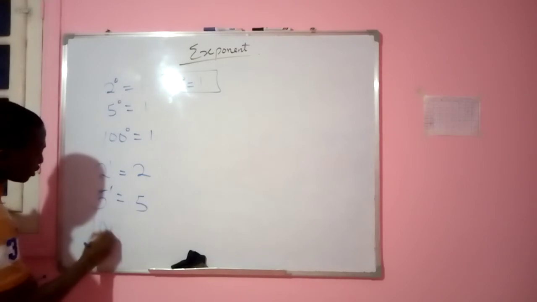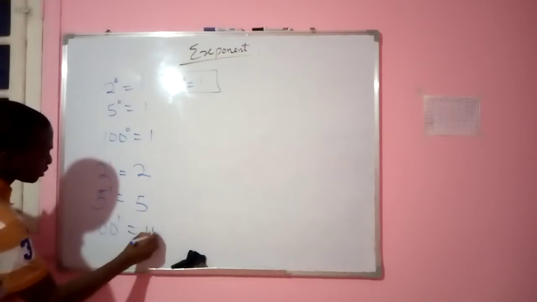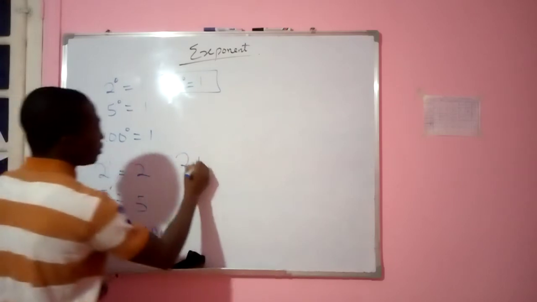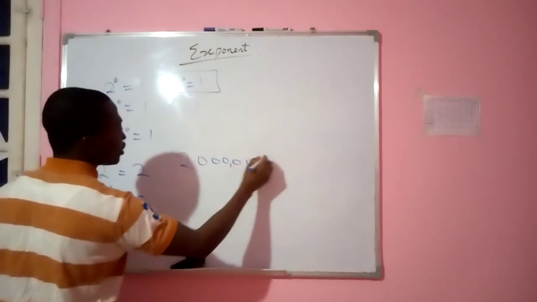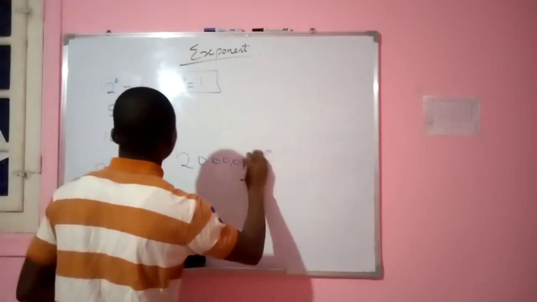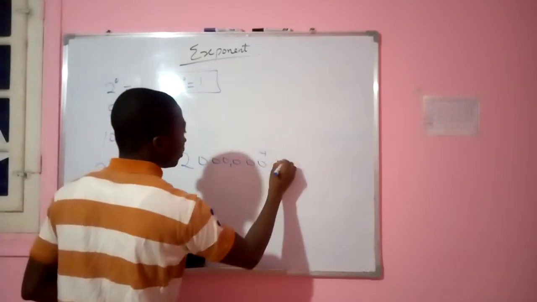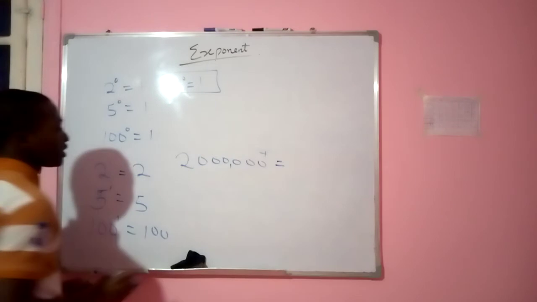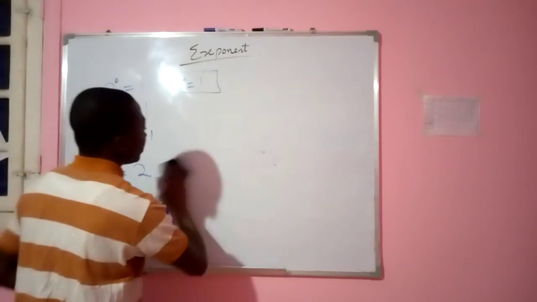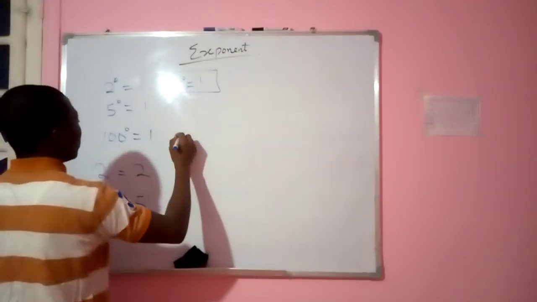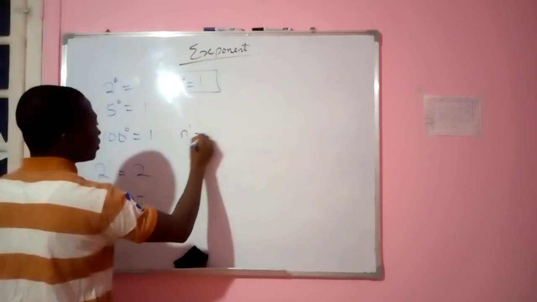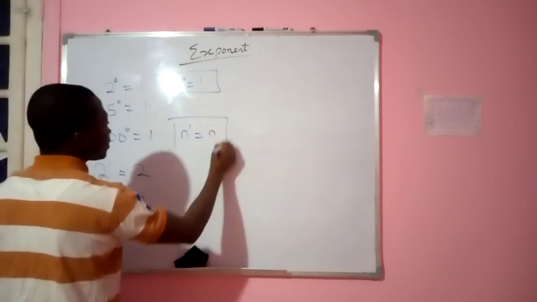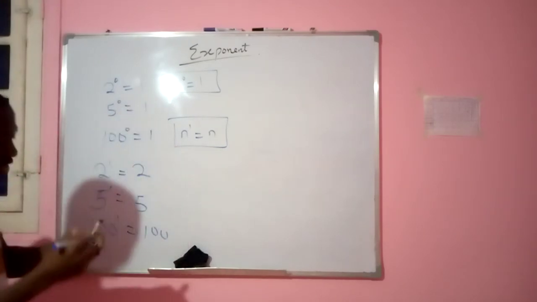And 100 raised to the power of 1 is itself. 2 million raised to the power of 1 equals itself, and so on. So another rule in exponents is that any number n raised to the power of 1 is equal to n. This is a very important rule. These two rules are very important in the exponent.